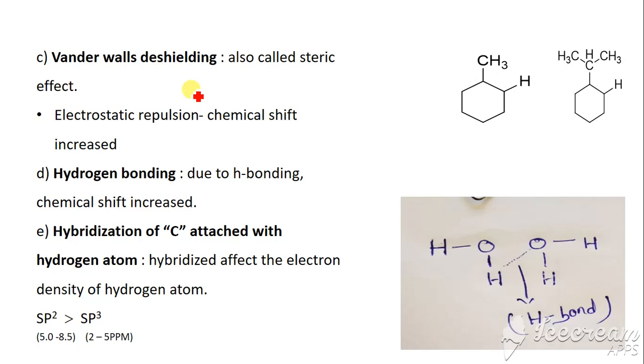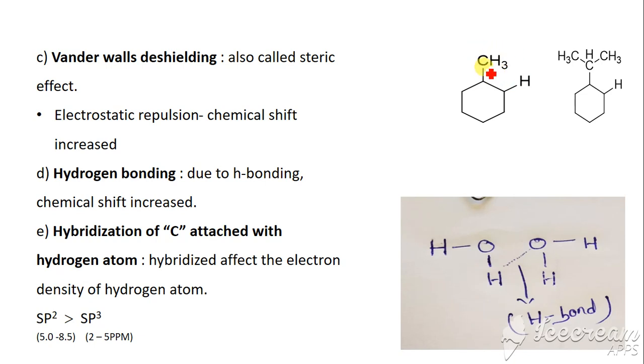Van der Waals shielding. What is Van der Waals shielding, and how can it affect a chemical shift value? Van der Waals shielding is also called a steric effect. Through my image, this is the first compound and this is the second molecule. In the first molecule, this is a hydrogen proton, and this is a methyl group.